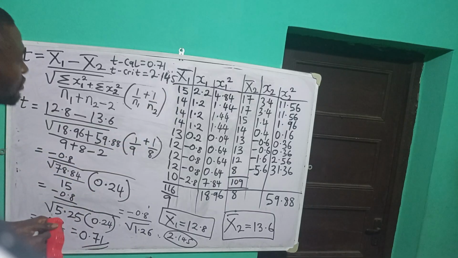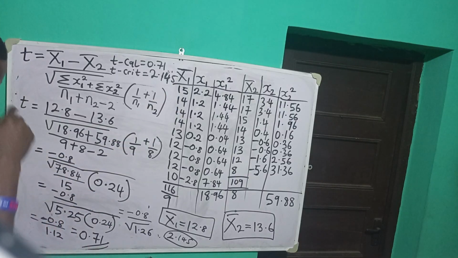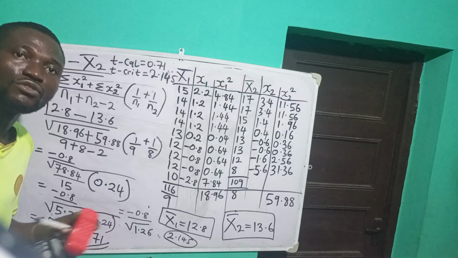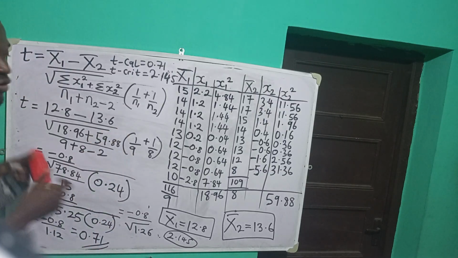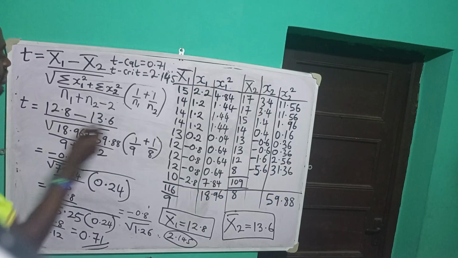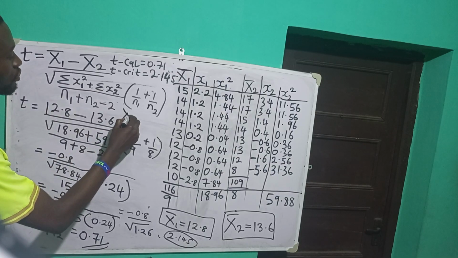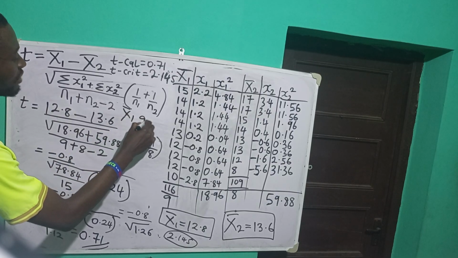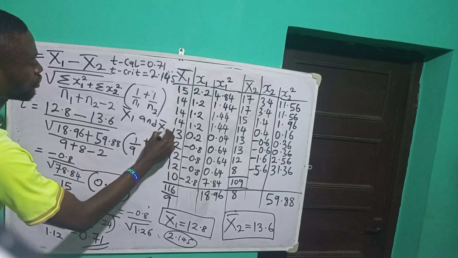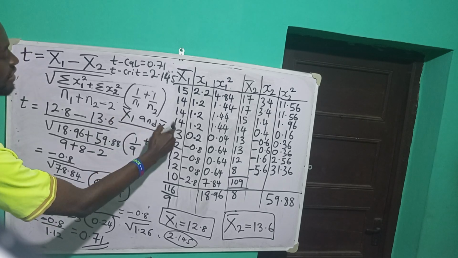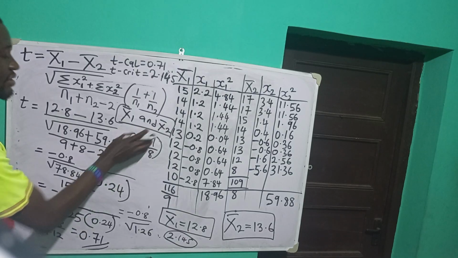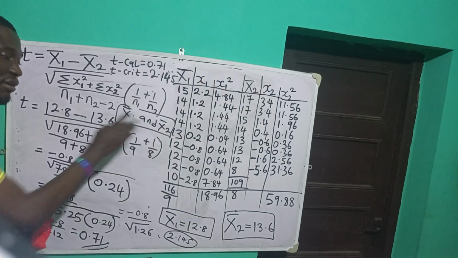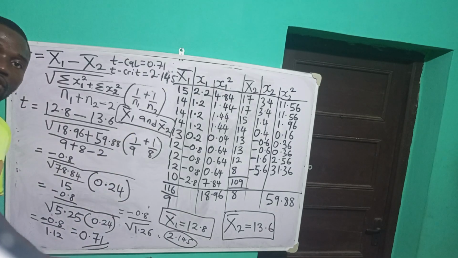So our decision will now be that there is no significant difference in the mean score of score 1 and score 2. So this is our decision. I've been able to compute this.